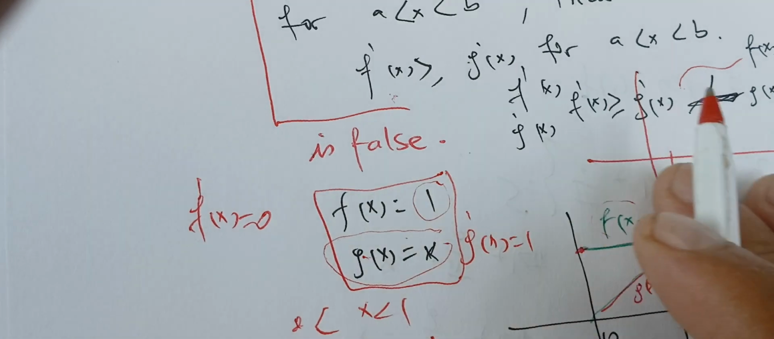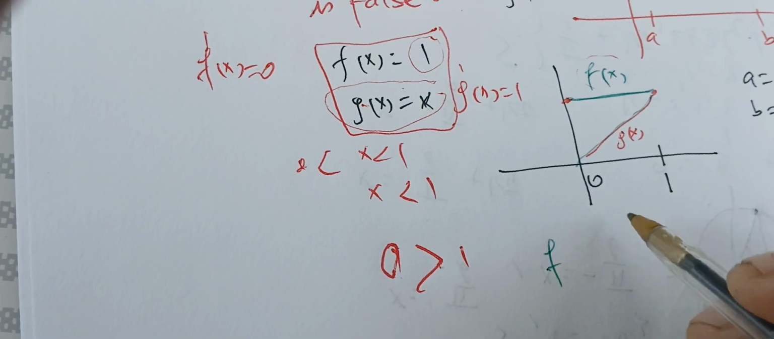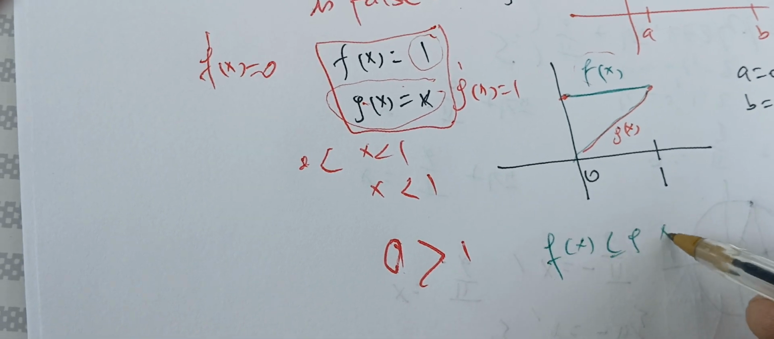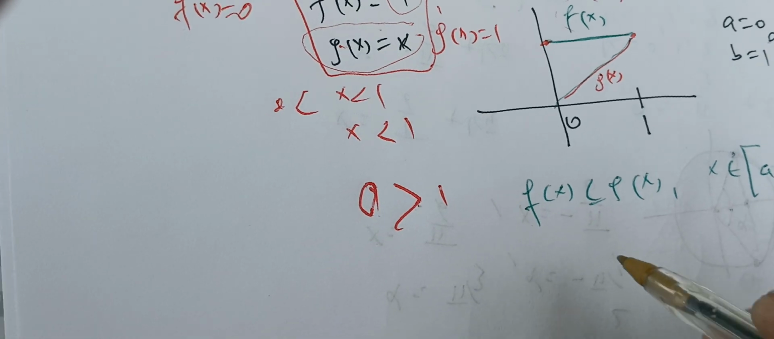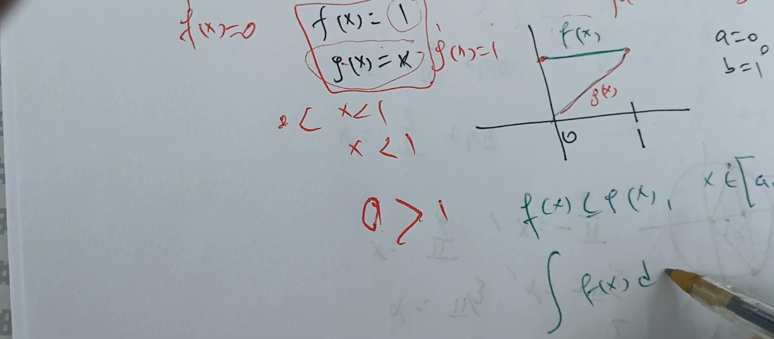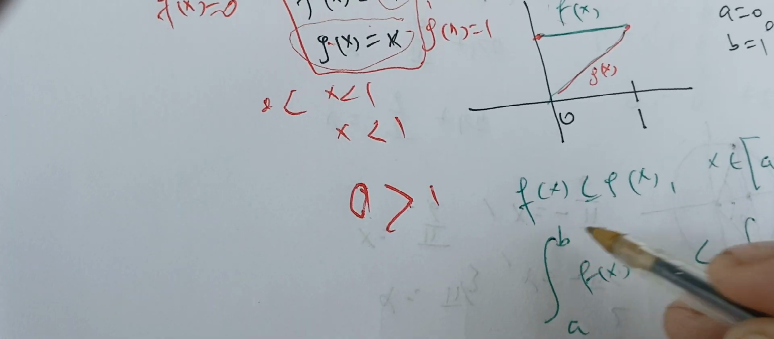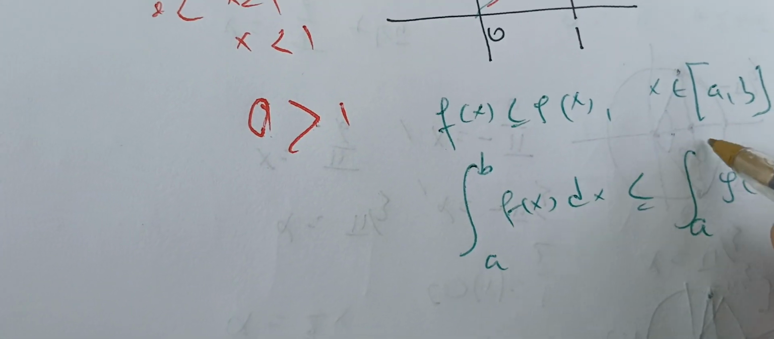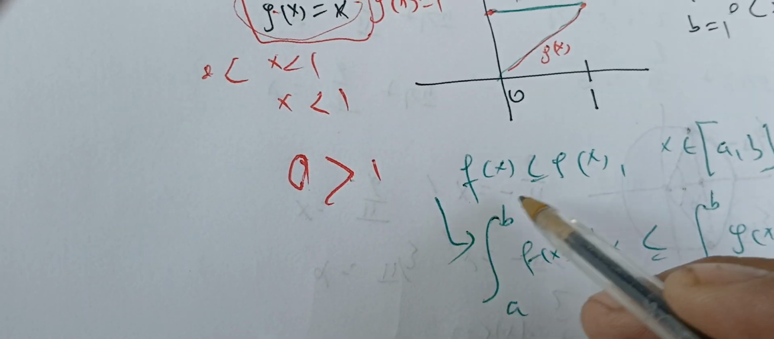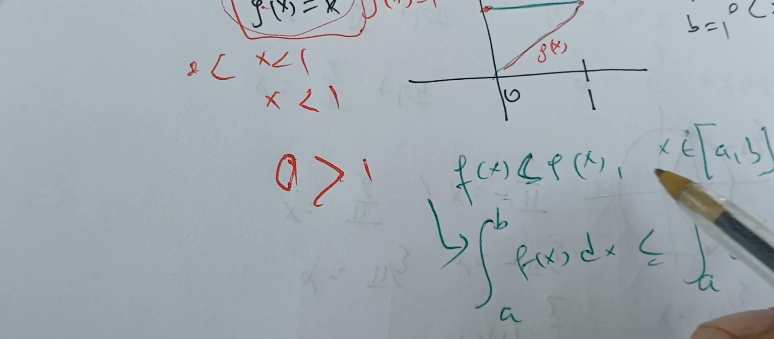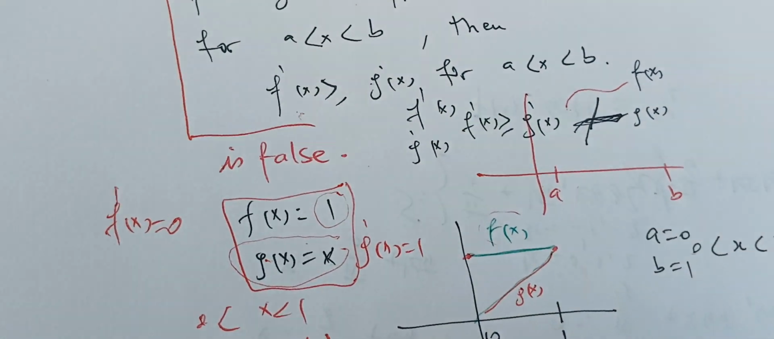It's not something that we see with integrals. We know that if f of x is less than g of x for x in this interval a, b, then the integral of f of x dx between a and b is less than the integral of g of x dx between a and b. So for integrals it's nice. Most of the time we have these properties, but differentiation is different.